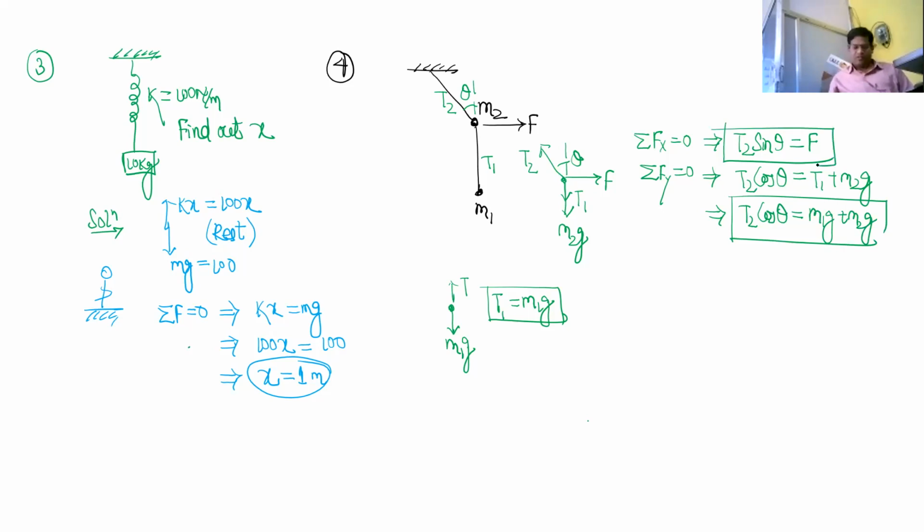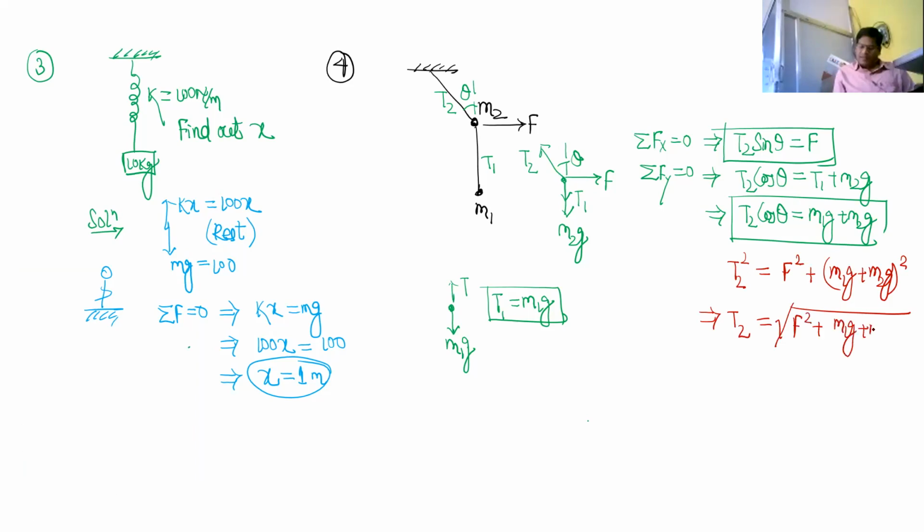Fifth step, solve the equations to find the values. I need to find T2. So what I will do? Square and add. T2 square sin square theta and T2 square cos square theta, adding that becomes T2 square. And this side it becomes F square plus the whole square of m1g plus m2g. So T2 becomes under root F square plus (m1g plus m2g) whole square. So this much we have done.